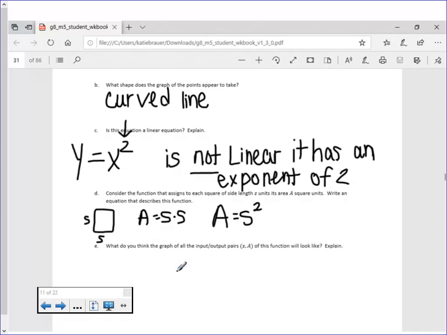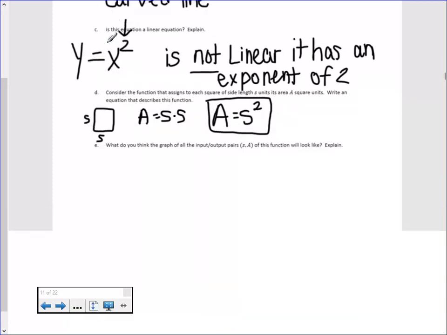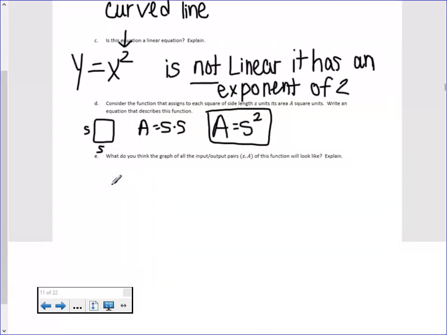It says, what do you think the graph of the input-output pairs would look like? So if you had this equation that we just talked about, what do you think the graph would look like? Well, what's the exponent in this little equation? 2. What was the exponent in the equation we had above that? So it's the exact same. It's going to be a curved line because the exponent is 2.